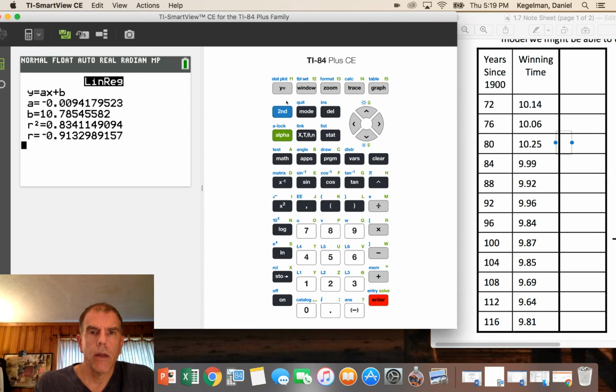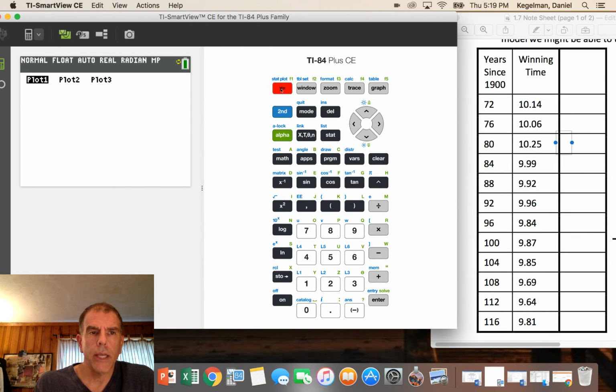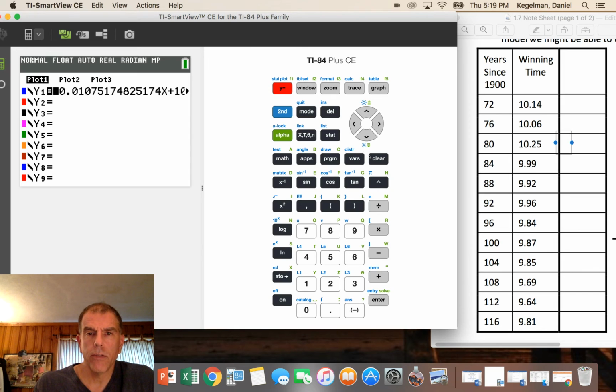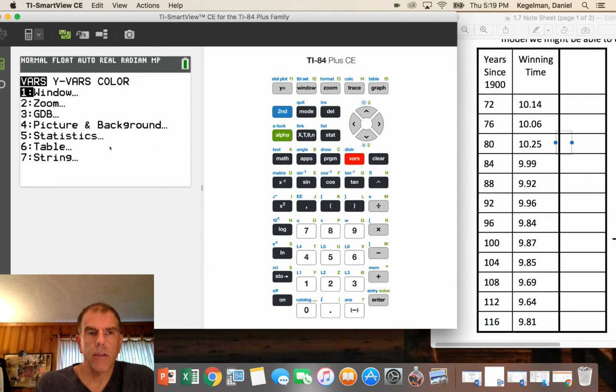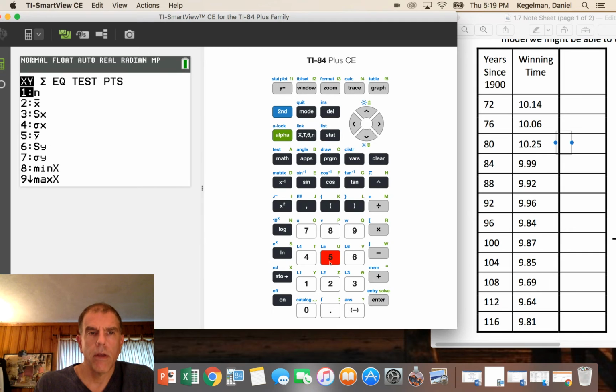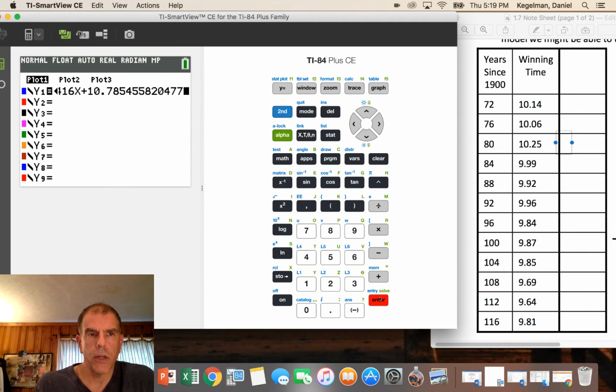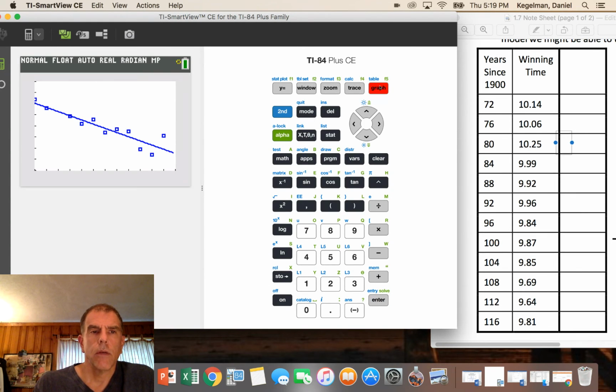Now when we hit y equals, we're going to clear this old regression equation out of there, and we'll drop in our new one. So again, we're going to go to vars, down to statistics, option number 5, over to EQ for equation, and choose regression equation number 1. Hit that in there, and we'll see that guy.